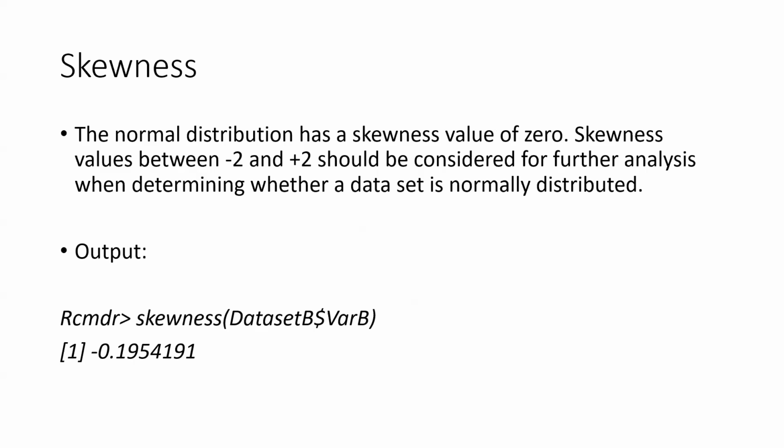And for skewness, we're also looking between -2 and +2. In this case, our skewness is -0.195, so right around the 0 mark there. So it's close enough to the normal distribution that we would assume that the parametric assumptions are made.